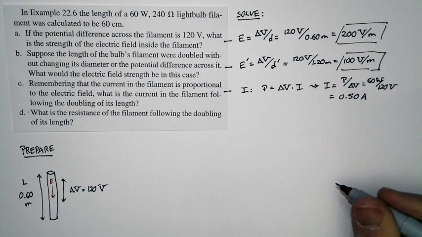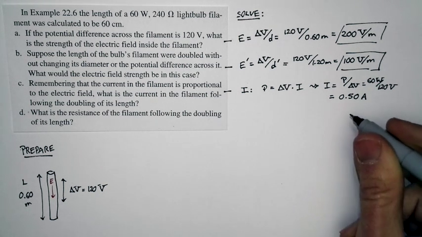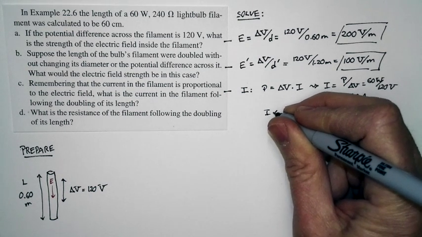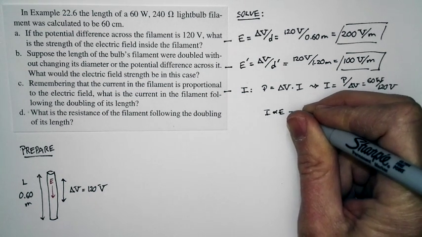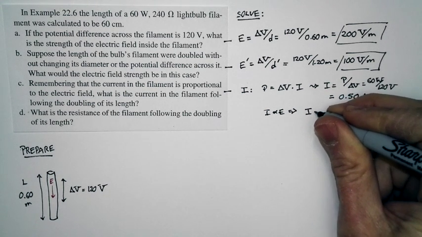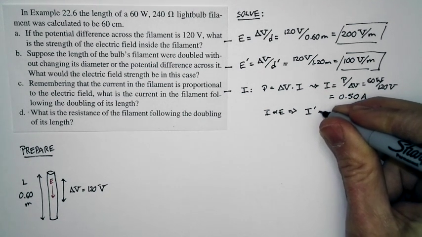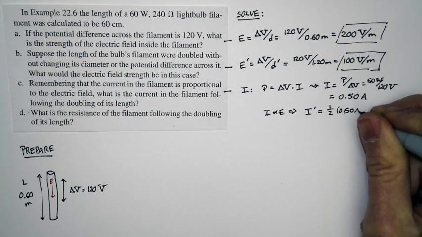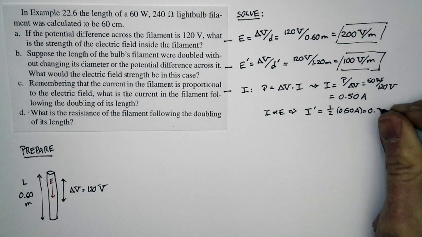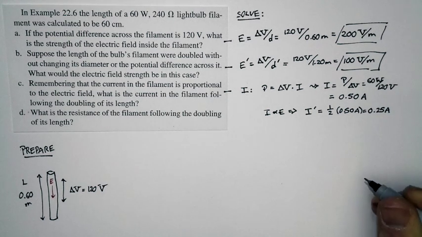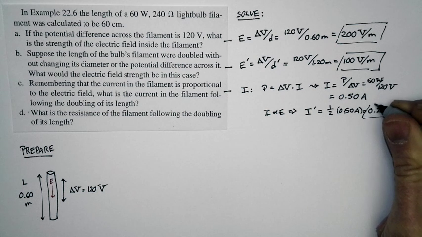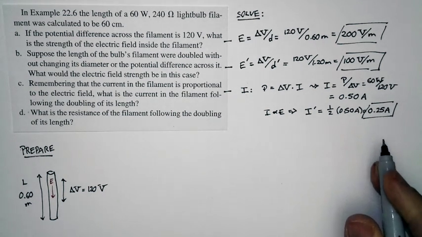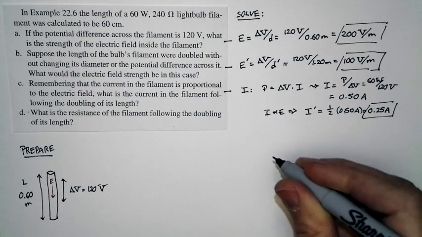What's the new current? With the new current, it's just going to be half that. The current is proportional to the electric field. We're told that. So therefore, the new current, after we double the length, is just equal to 1/2 of 0.50 amps, or 0.25 amps, half the current. And that makes sense. We're not pushing as hard, and so we don't expect to have as much motion of charges. So we should have a smaller current.